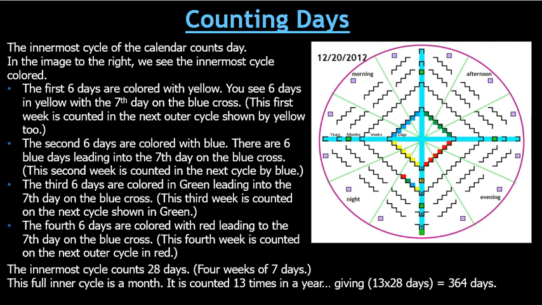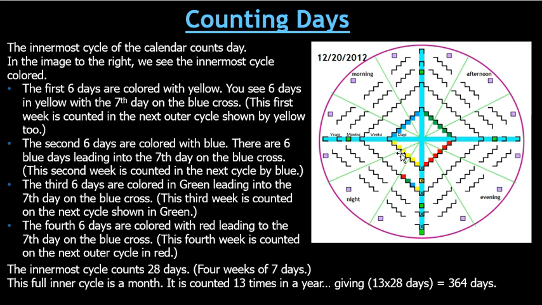Okay, let's start by counting days. The innermost cycle of the calendar counts days. In the image to the right, we see the innermost cycle colored. Over here you'll see that this first week is yellow, 2nd week is blue, 3rd week is green, 4th week is red. So the first 6 days are colored with yellow. You see 6 days in yellow with a 7th day in the blue cross.